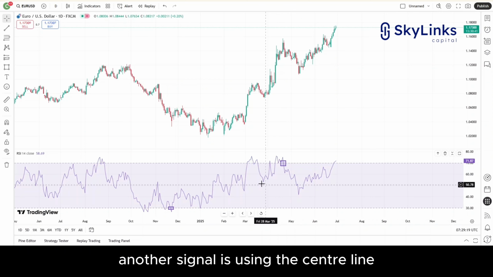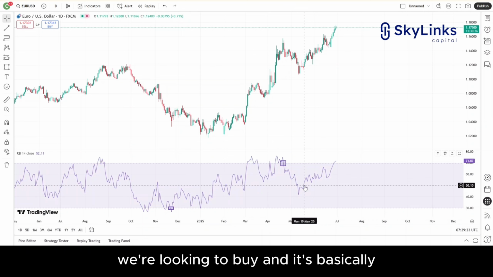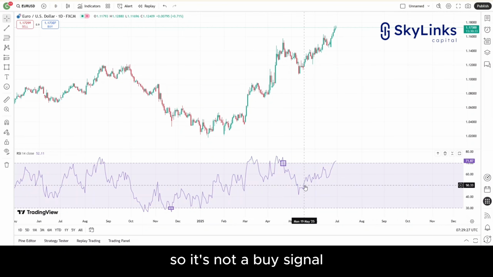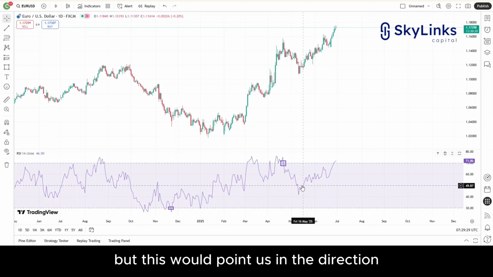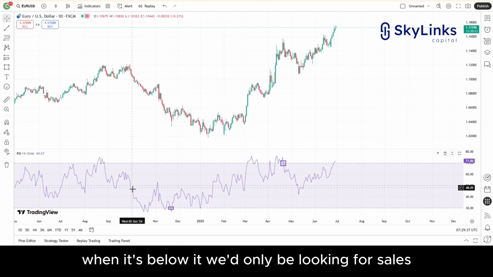Another signal is using the center line. So when we're above it, we're looking to buy, and it's basically giving us an indicator that this market is trending higher. So it's not a buy signal, but this would point us in a direction that this market is trending higher, and we would basically be looking for buys. When it's below it, we'd only be looking for sells.